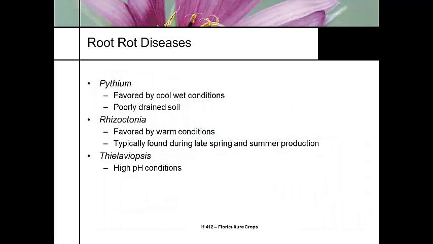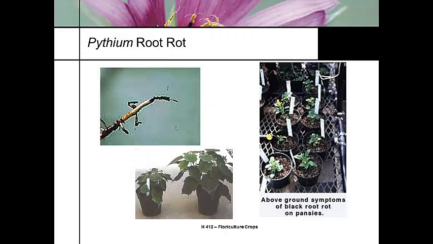Root rot diseases, root rot fungi. Pythium is the primary one. We see that when the soil is cold and wet. Poorly drained soil, we often see Pythium. Rhizoctonia is a little warmer. Thielaviopsis, we used to only see Thielaviopsis outbreaks in potting soil where the pH was too high, but we're starting to see Thielaviopsis even in low pH soils now.